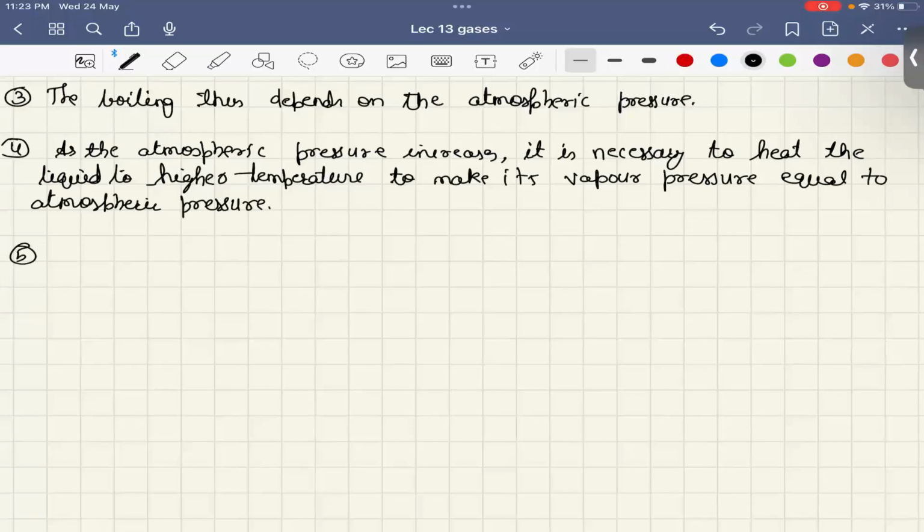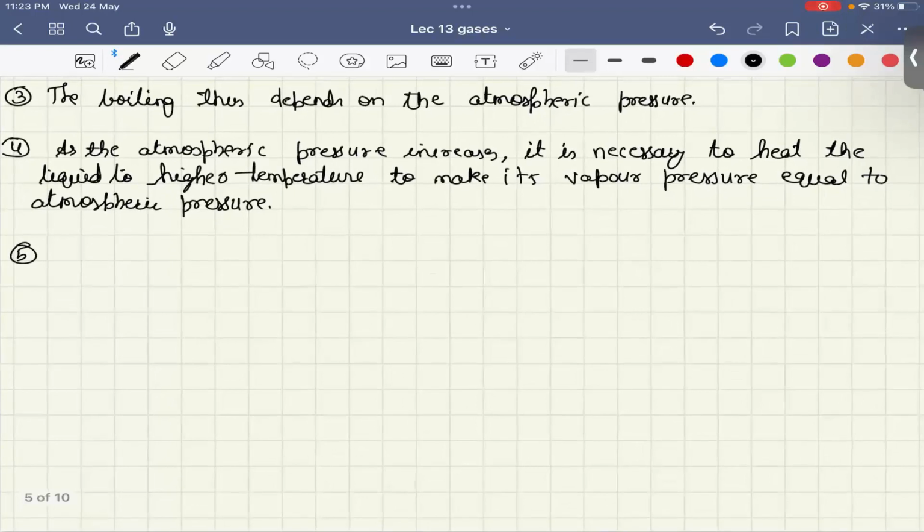However, the boiling point changes with change in the pressure above the liquid. At high altitudes, atmospheric pressure is low, and therefore liquids at high altitude boil at a lower temperature in comparison to sea level. So at high altitudes, atmospheric pressure is low.